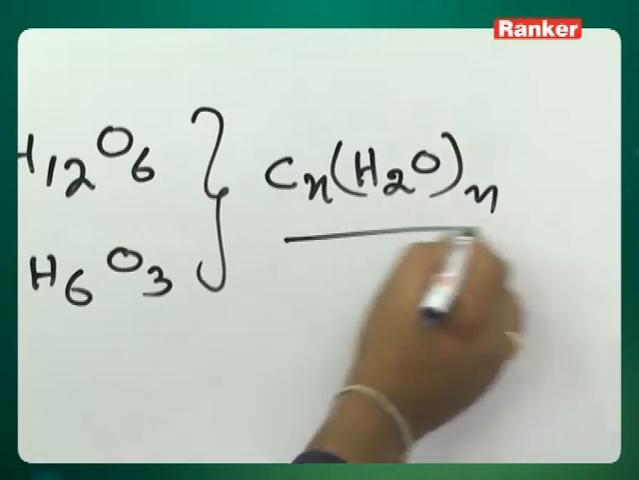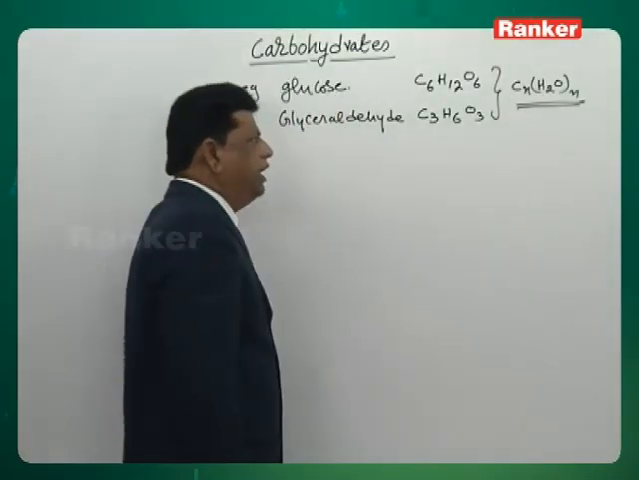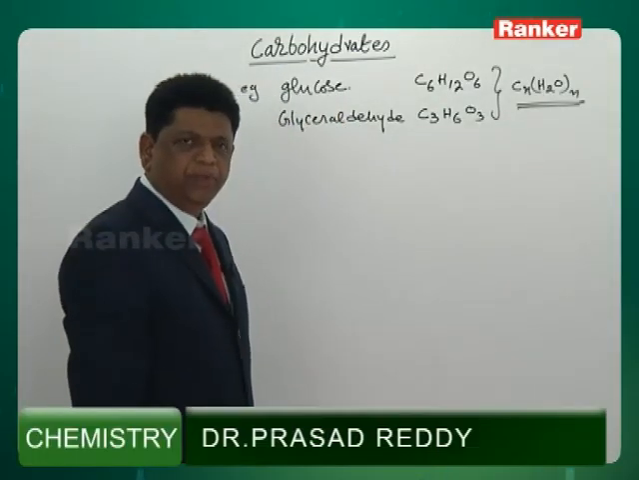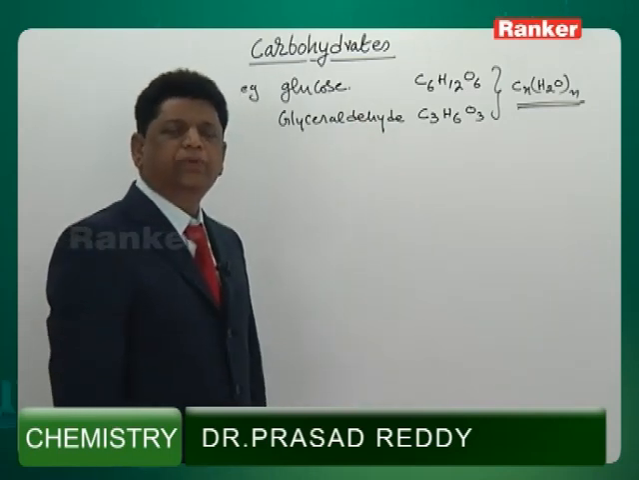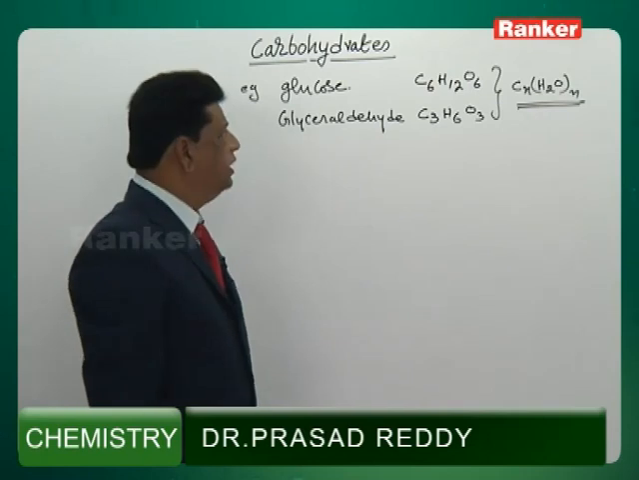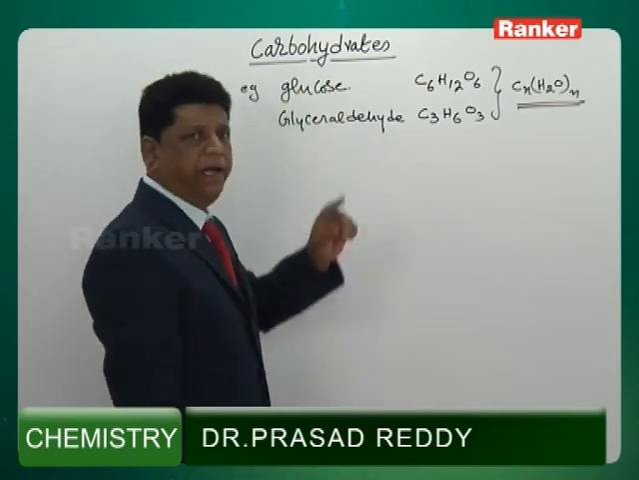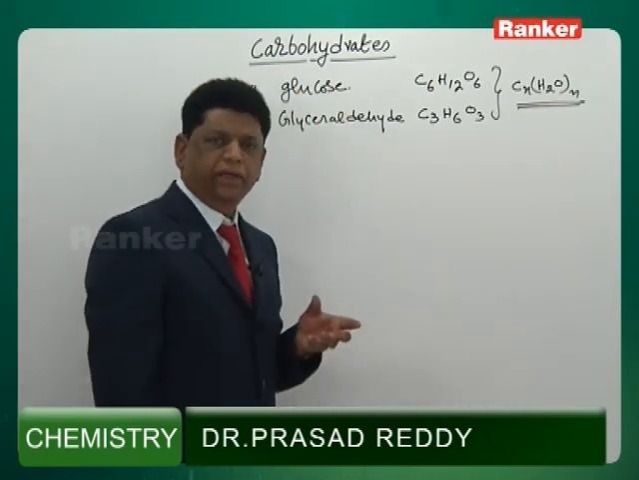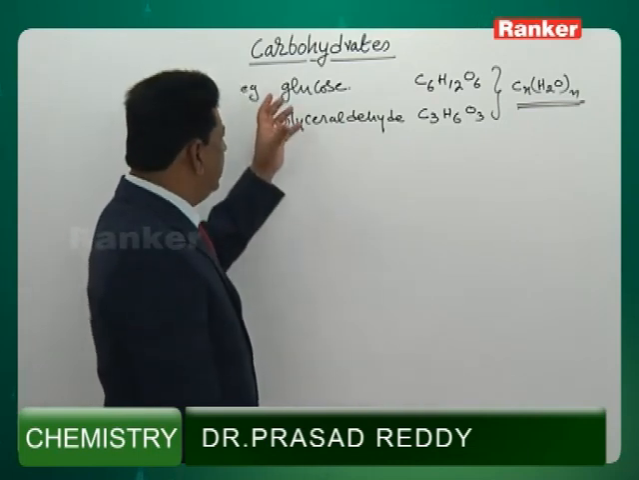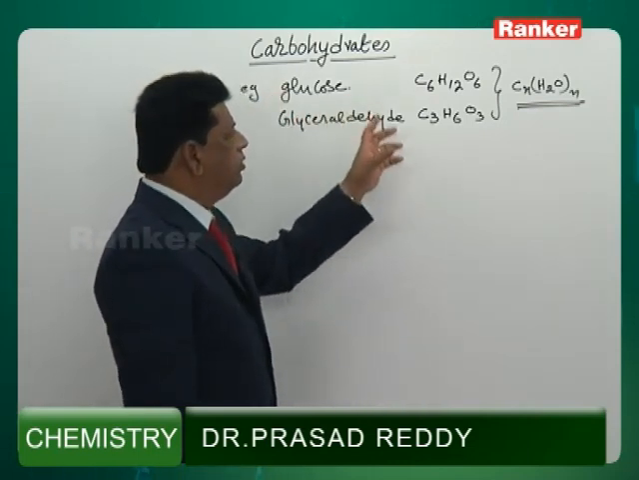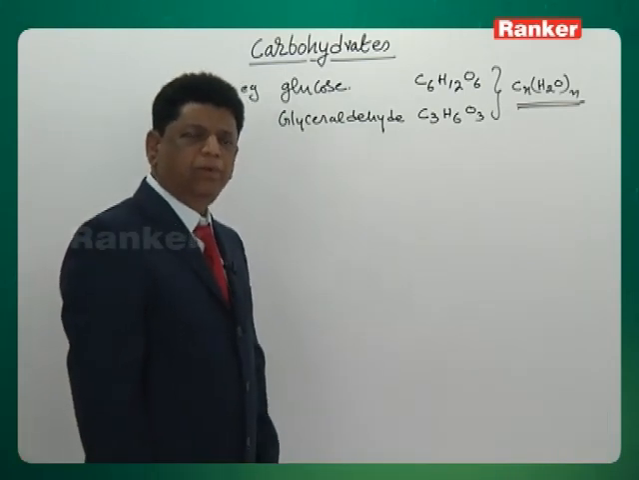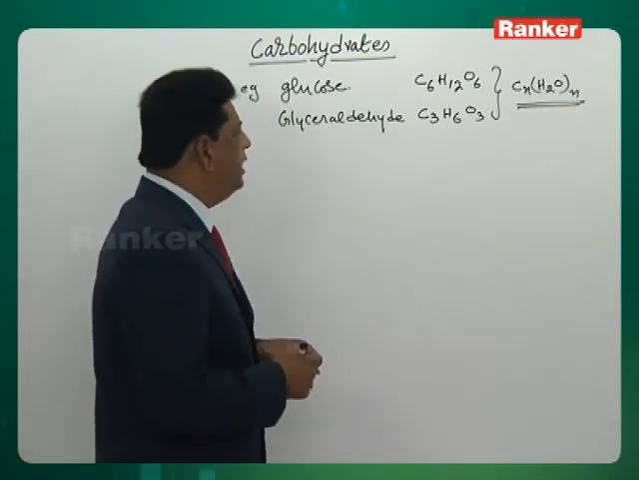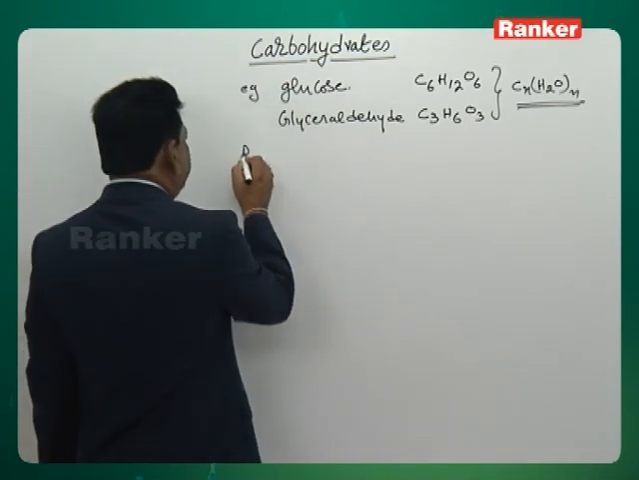CnH2nOn, which gives a misleading idea that all the carbons in this compound are attached through H2O molecules. So therefore they were named carbohydrates. Hydrate means water attached molecules. So they thought initially all these molecules have carbons with attachment to H2O, which was later proved wrong and redefined as the definition of the carbohydrates.